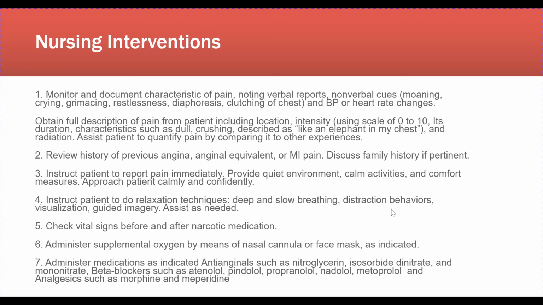Beta blockers such as atenolol, pindolol, propranolol, nadolol, metoprolol. Important second-line agents for pain control through the effect of blocking sympathetic stimulation, thereby reducing heart rate, systolic BP, and myocardial oxygen demand. May be given alone or with nitrates. Note: beta blockers may be contraindicated if myocardial contractility is severely impaired, because negative inotropic properties can further reduce contractility.